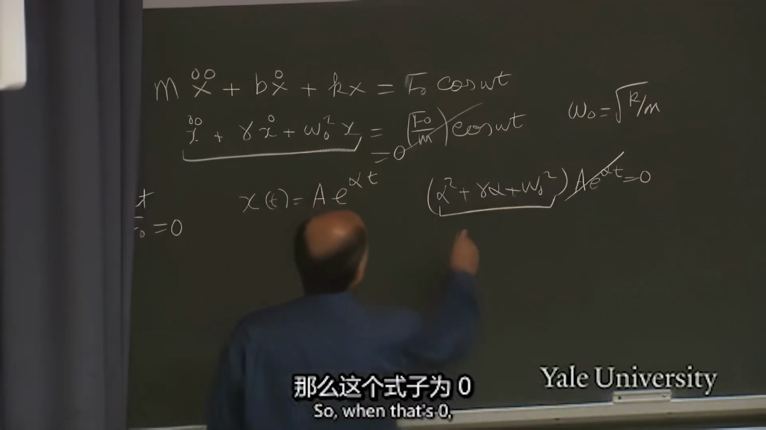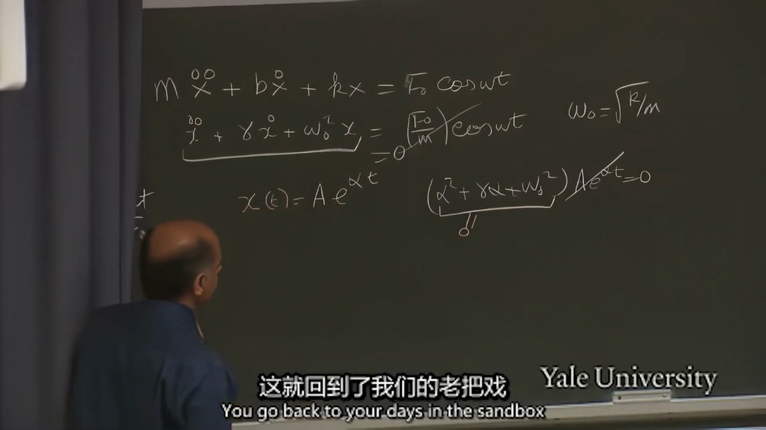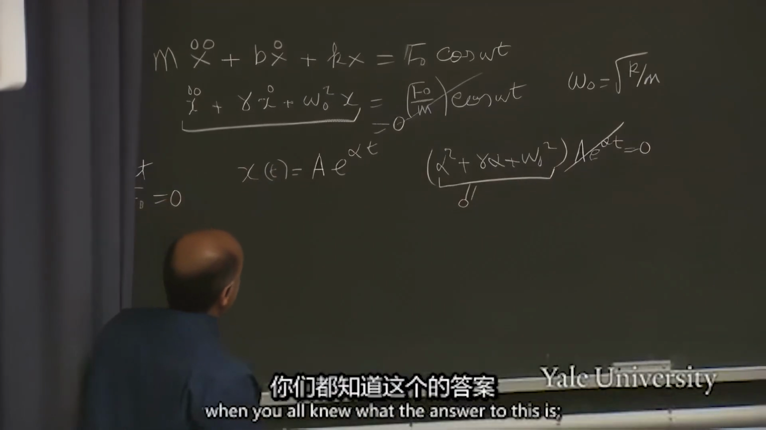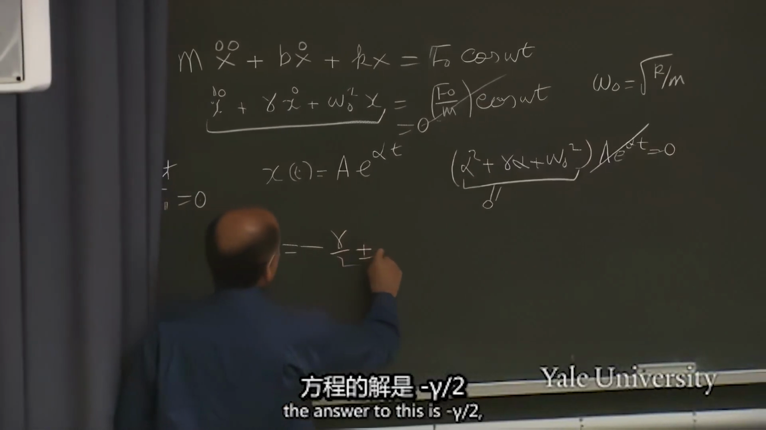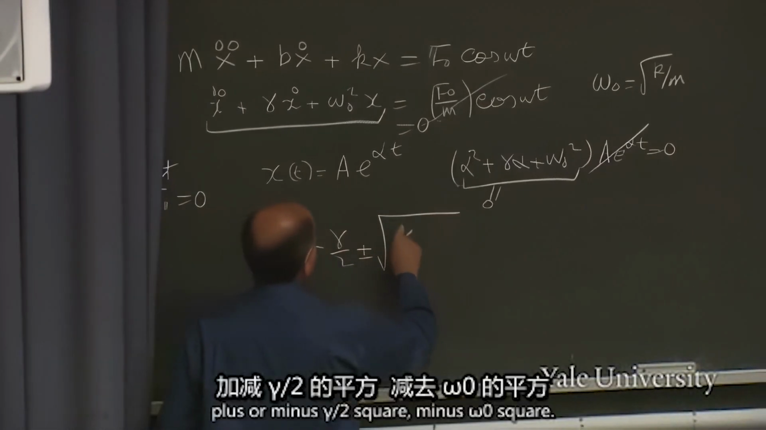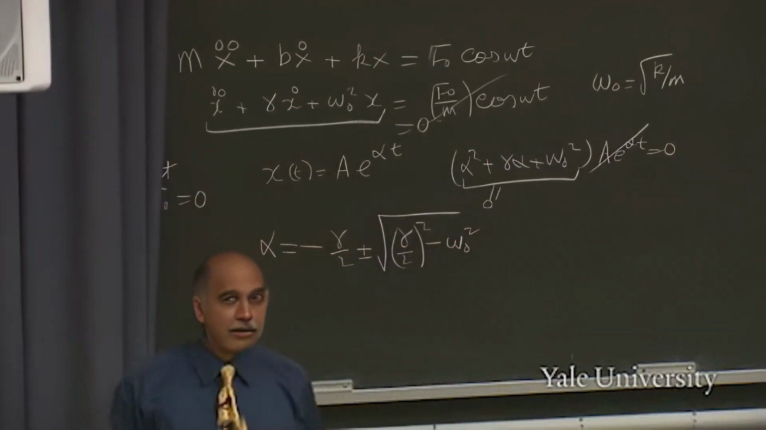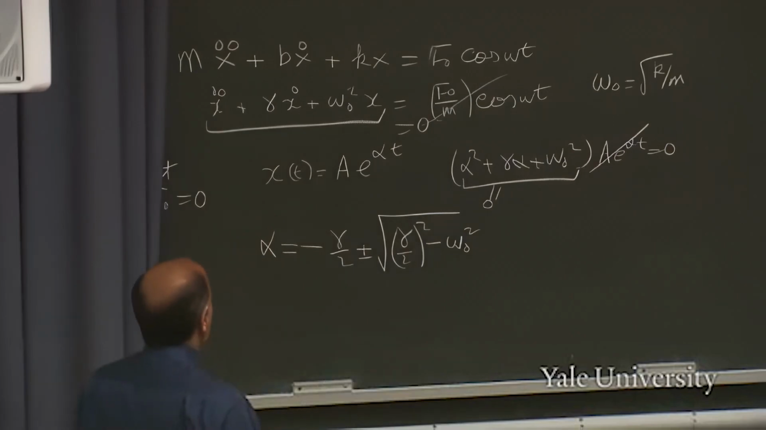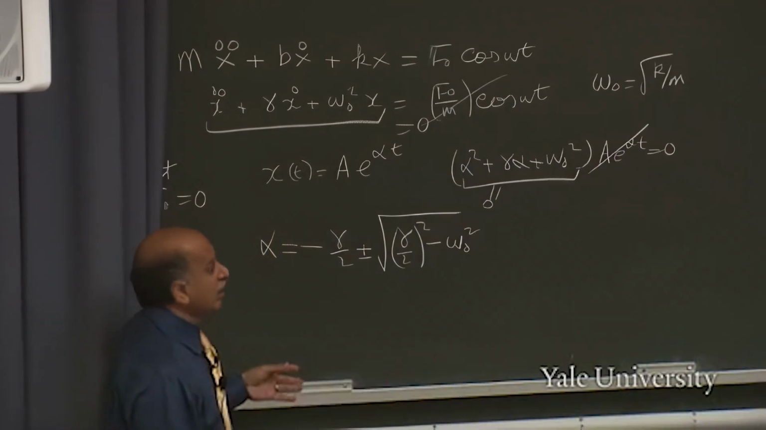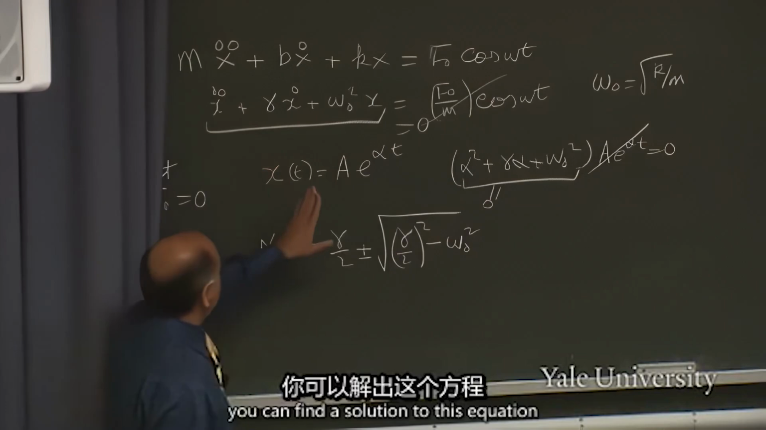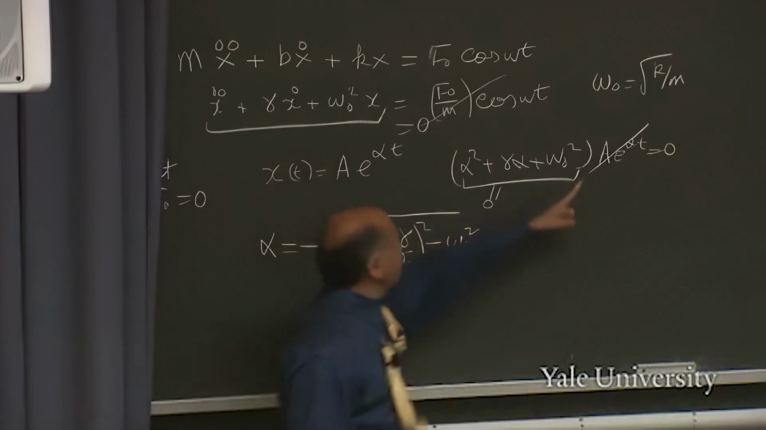So if that's 0, you all recognize this to be a quadratic equation. You go back to your days in the sandbox when you all knew what the answer to this is. The answer to this is minus gamma over 2 plus or minus the square root of gamma over 2 square minus omega naught square. These are the roots. Now, what does this mean? This means that yes, you can find a solution to this equation that looks like a e to the alpha t. A can be any number you like.